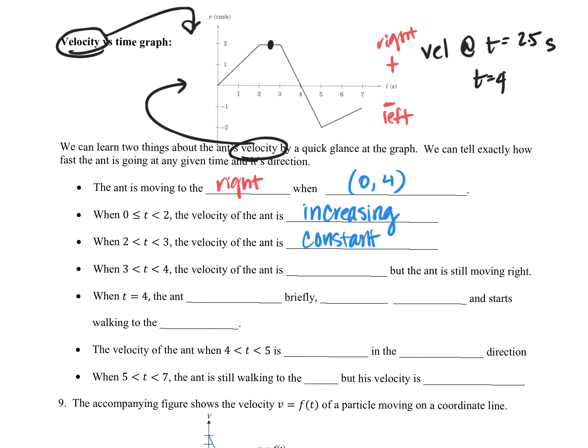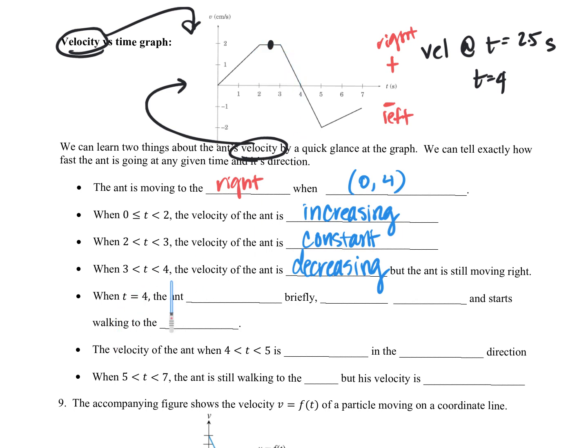Between 3 and 4, my velocity is approaching what number? My velocity is approaching 0. Therefore, what's my cute little ant doing? Slowing down. The velocity is slowing down or decreasing. I might say decreasing, same difference. And the ant is still moving to the right. To me, that's a mind mess. Moving to the right, getting faster, staying constant, moving slower, all to the right.